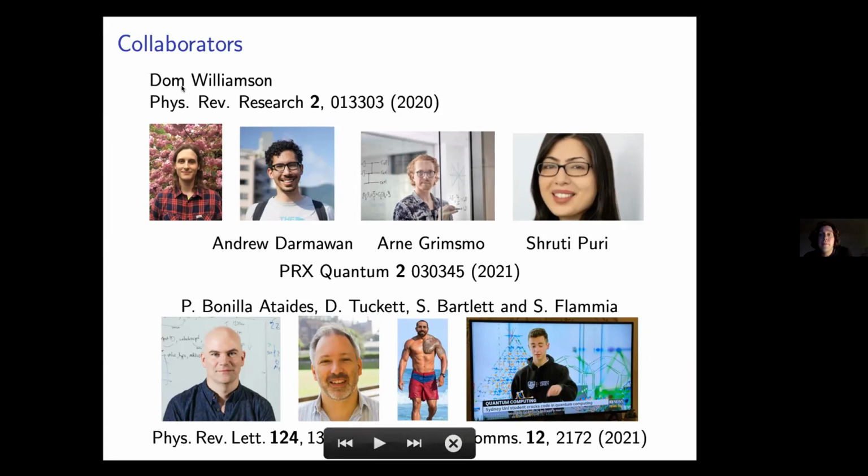A lot of the tricks we needed to come up with the XZZX code led from this work with Don Williamson that we started a bit earlier on. I'll say a little bit about that, but not too much, because that's a bit out there, maybe.